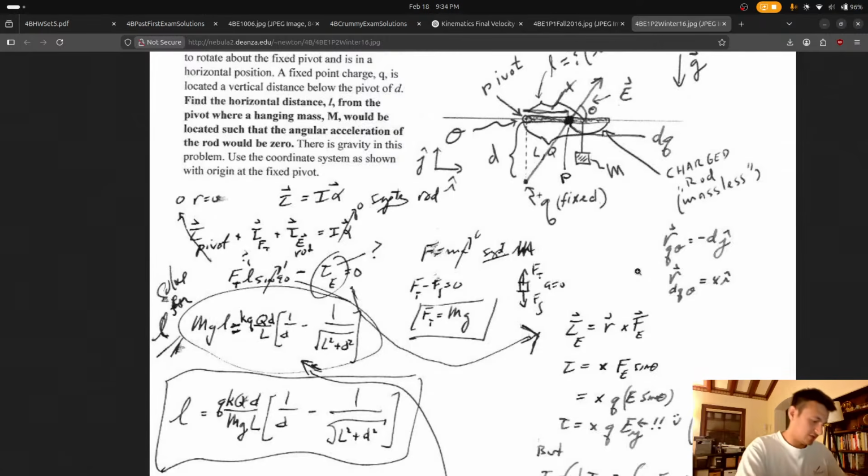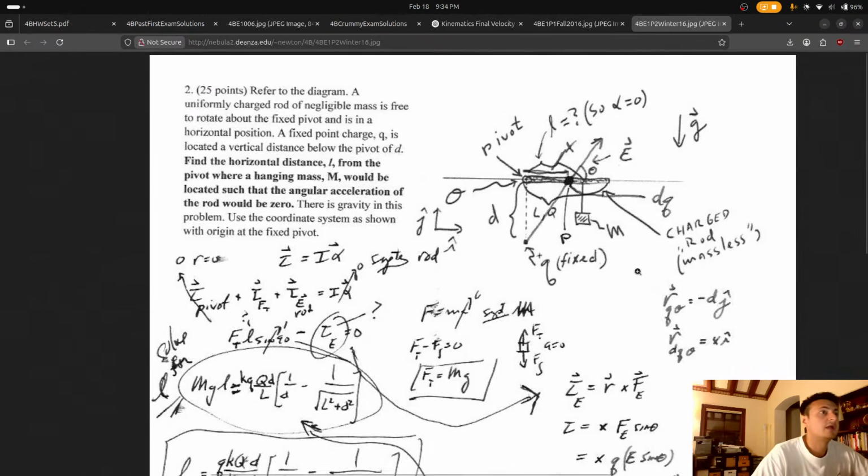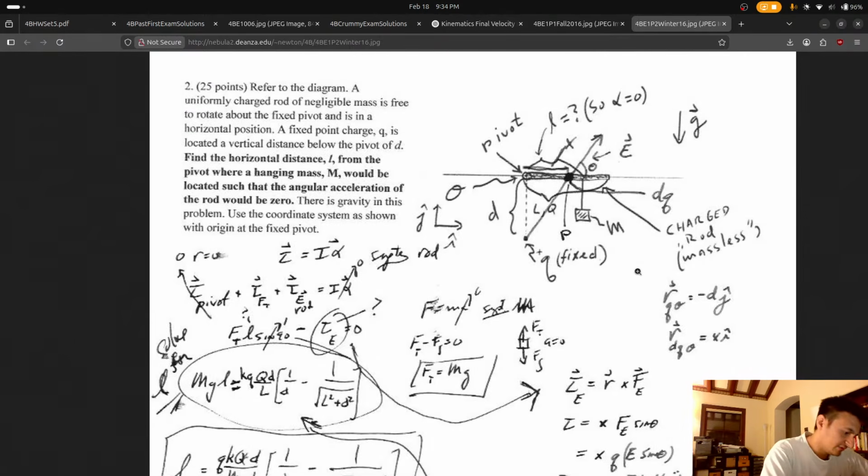This problem was actually way harder than I thought it was going to be. Okay, this is L. This is D. This is Q. This has a big Q on it. And then we've got to find the position of this mass. Oh, wow. This problem is actually hard. These torque problems are long.